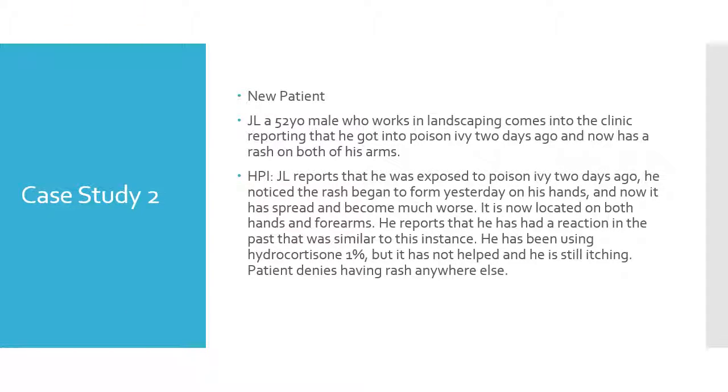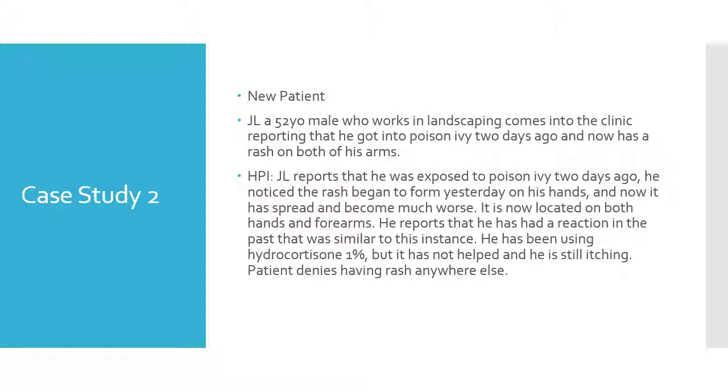Moving on to case study 2, this is a new patient. He's a 52-year-old male who works in landscaping, and he came into the clinic reporting that he got into poison ivy 2 days ago. He noticed the rash began to form yesterday on his hands, and now it has spread and become much worse. It is now located on both hands and forearms.